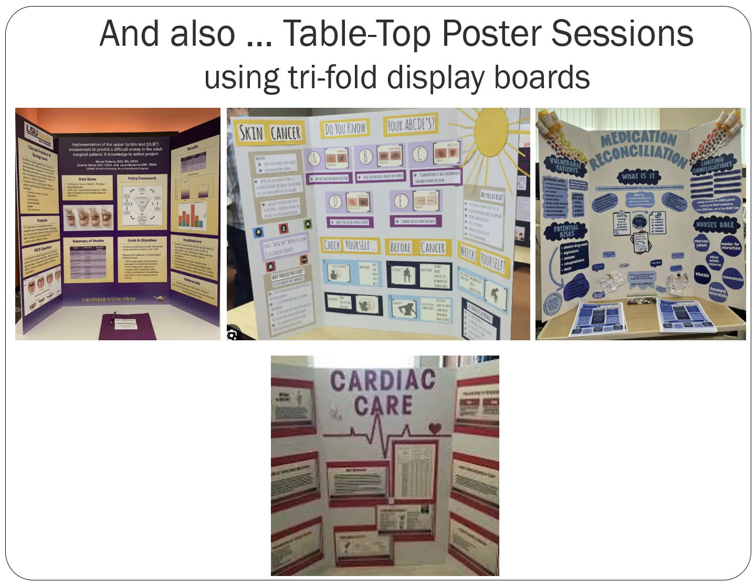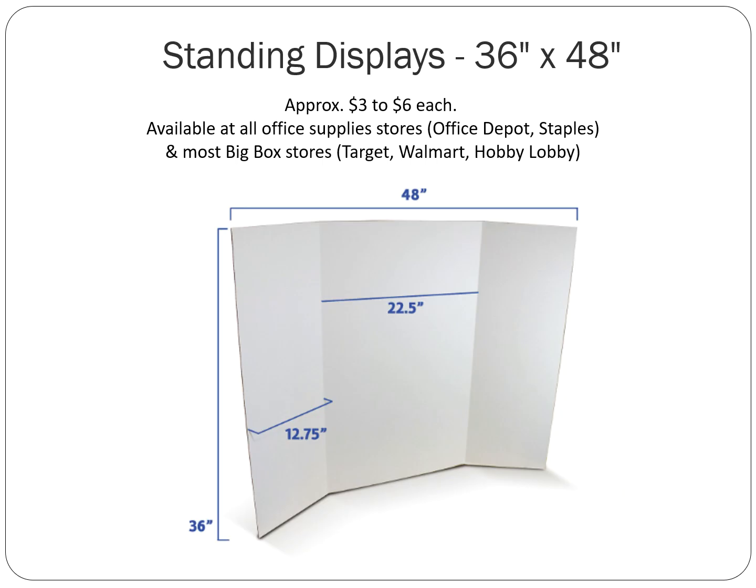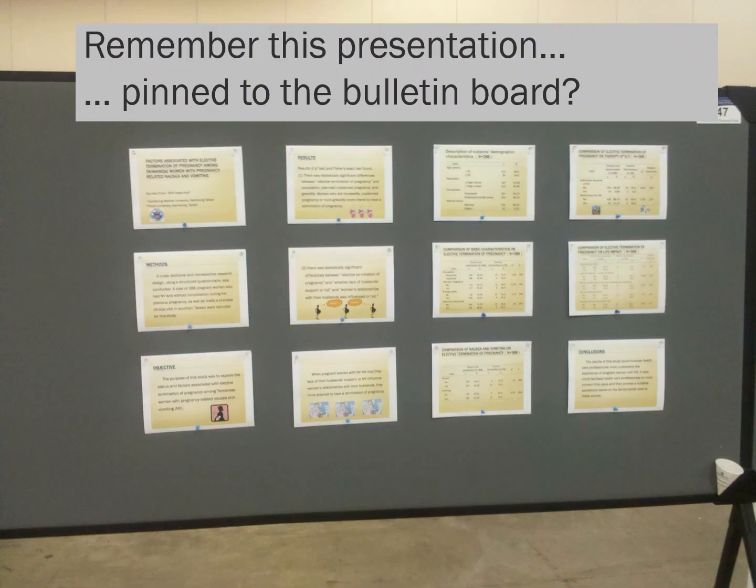And also there are tabletop poster sessions using trifold display boards. This allows for standing displays without the big bulletin boards that we saw. These are usually 36 by 48 inches and available at most supply stores around $3 to $6 each. And you can see that there's basically 4 panels, and each panel can hold 4 printouts, 8.5 by 11 page printouts.